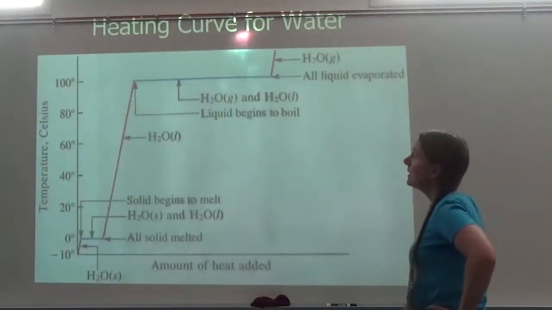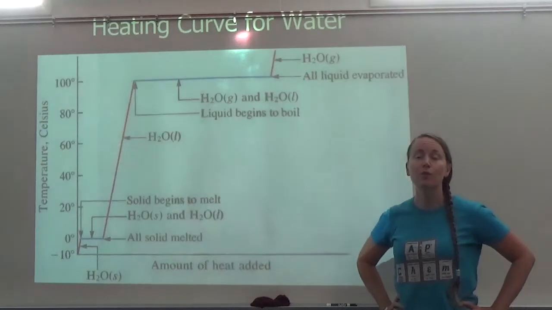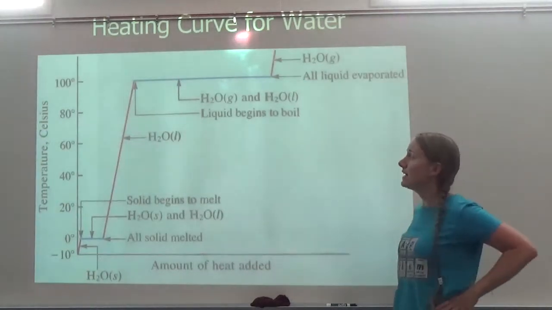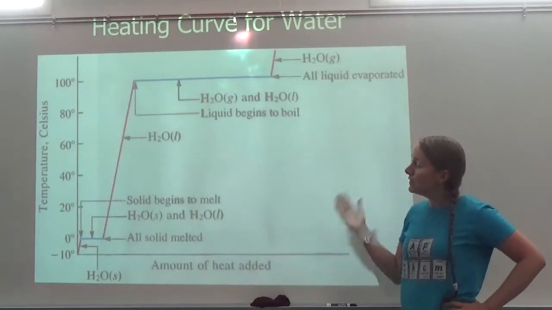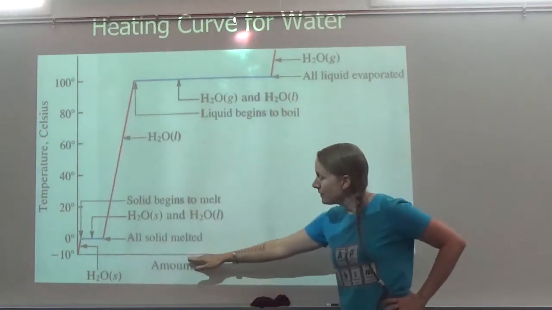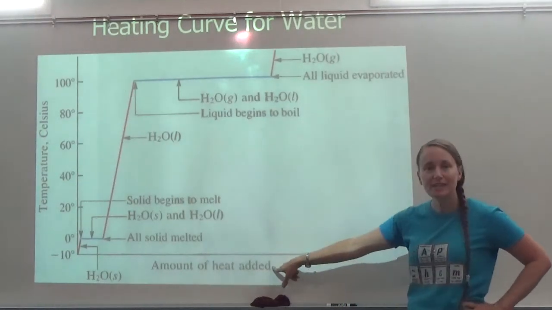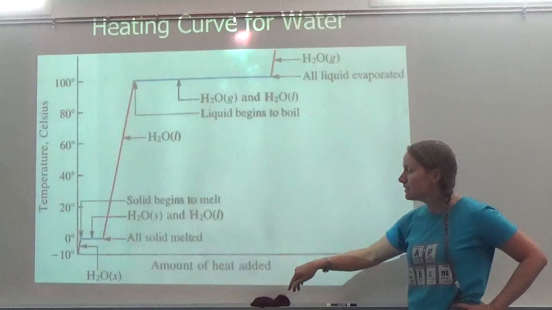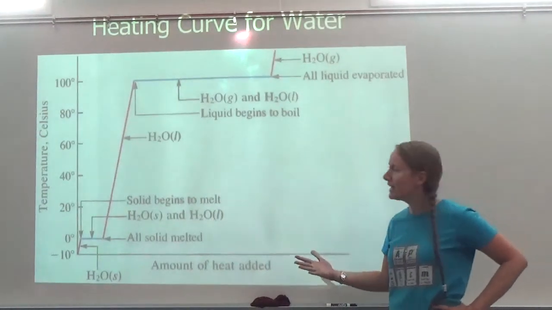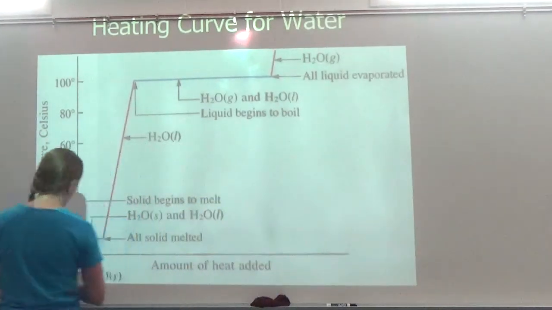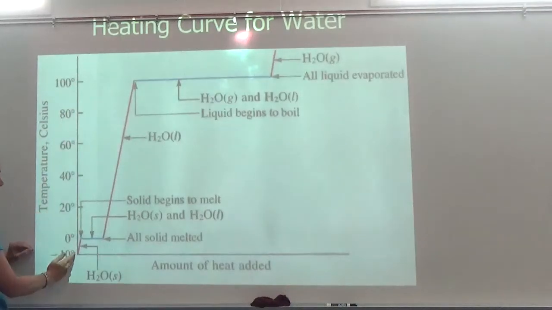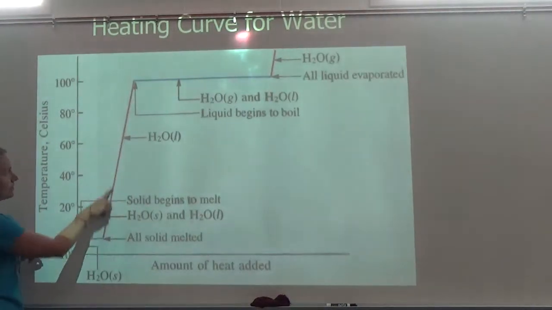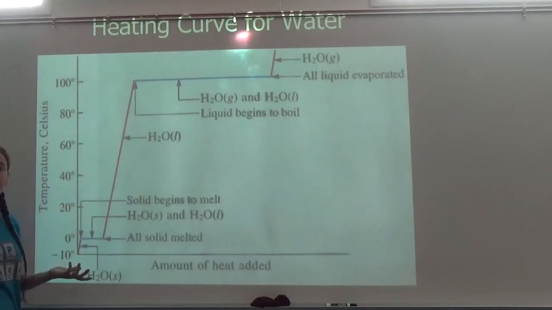Alright, so the last thing that we have to talk about is the heating curve for a substance. In this case, I have the heating curve of water. So when you have a heating curve, across the bottom it's going to say something like amount of heat added, heat, sometimes it'll just say joules or kilojoules. And the y-axis on the side, you're going to have temperature. And then you're going to see a series of lines. So this is called the heating curve.